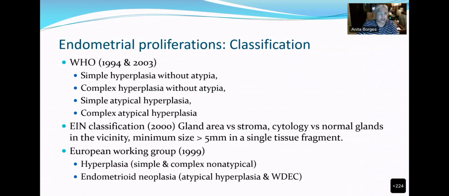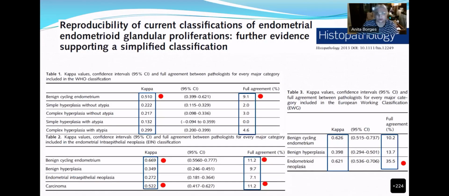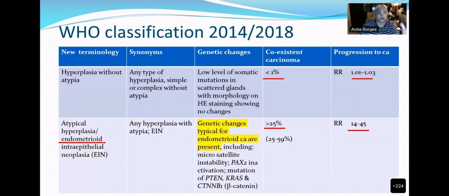All right, now, as far as classification is concerned, I'm not going into how you classify. But I think that the WHO terminology, which was proposed in the 3rd edition and has been kept the same in the 4th edition in 2018, is hyperplasia without atypia, and that was what Dr. Bhupesh also said. And there is atypical hyperplasia, endometrioid intraepithelial neoplasia, and it's endometrioid because this is not just any old endometrial lesion; the progression is towards an endometrioid adenocarcinoma. So the synonyms, if you want to use them: any type of hyperplasia, simple, complex, without atypia. And here is any hyperplasia with atypia, or you can use the synonym EIN.